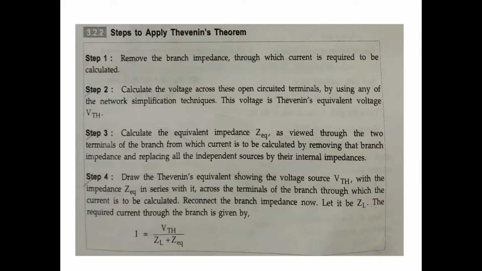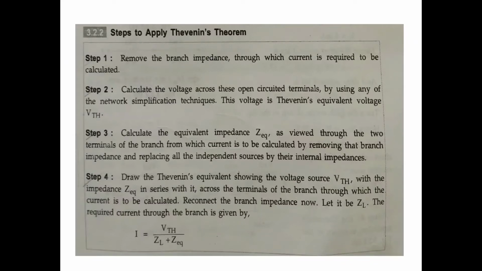Step number 3, calculate the equivalent impedance Z equivalent as viewed through the two terminals of the branch from which the current is to be calculated, by removing the branch impedance and replacing all independent sources by their internal impedances. Z1, Z2, Z3 combine to give Z equivalent. Step number 4, draw Thevenin's equivalent showing the voltage source VTH with Z equivalent in series with it, across the terminals of the branch through which the current is to be calculated.